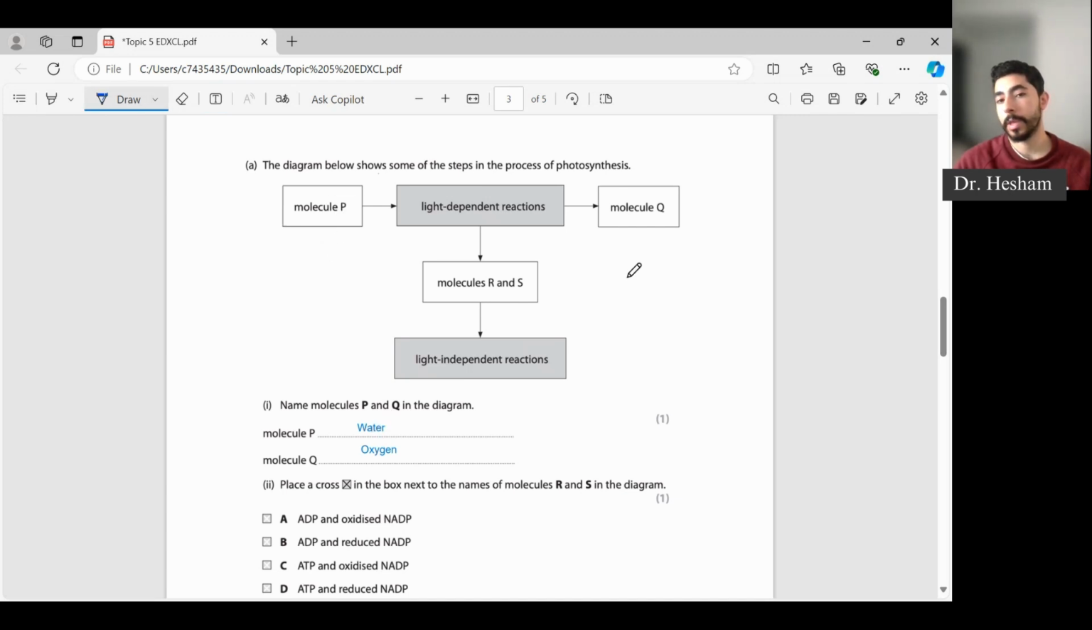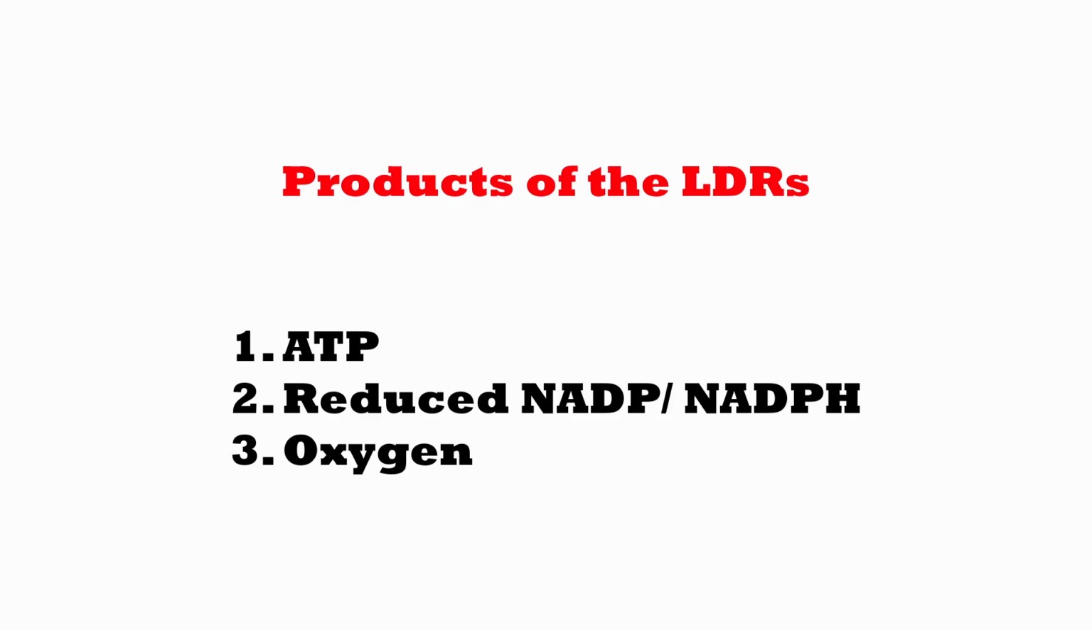It is water. Molecule Q is coming out of the light-dependent reaction, but is not utilized in the light-independent reaction. So it does not continue in photosynthesis. It goes away. What is the only thing? So let's review the products of the light-dependent reaction. Number 1, ATP. Number 2, NADPH or reduced NADP. And number 3, oxygen.